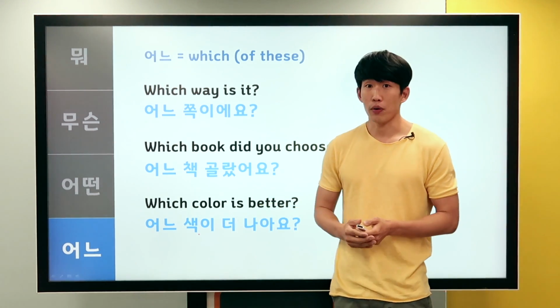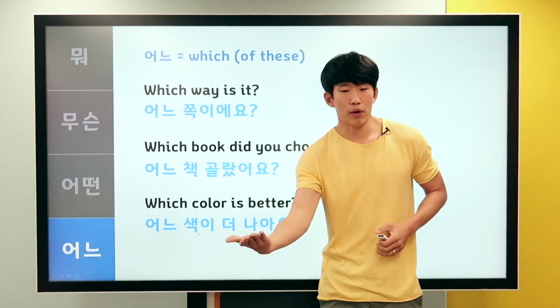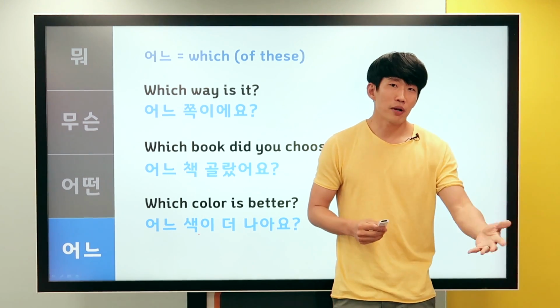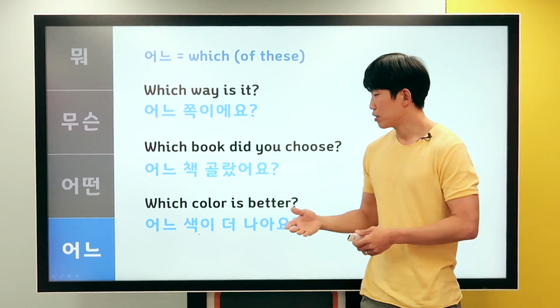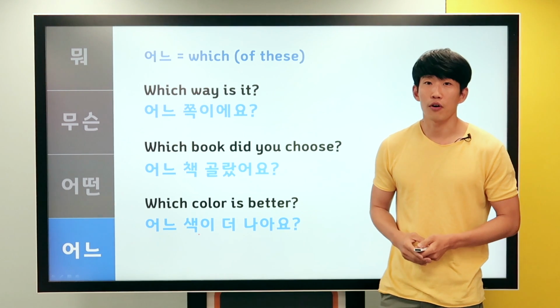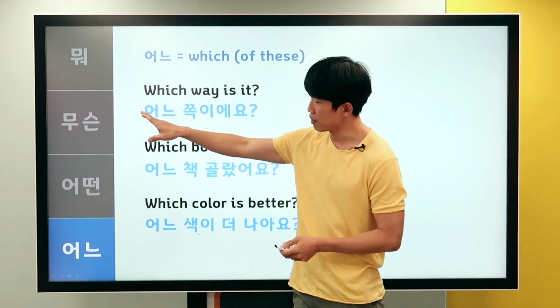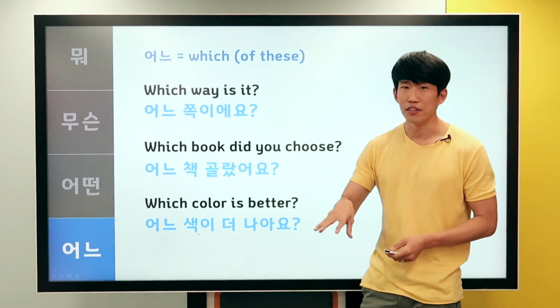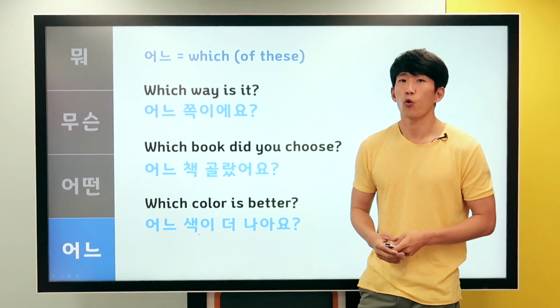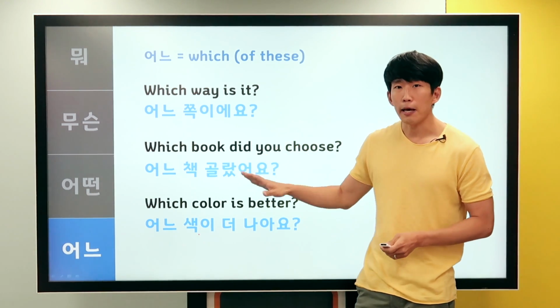And which color is better? This is also very straightforward. There's this red, there's this lighter red, or this yellow. 어느 색이 더 나아요? Which color is better? You wouldn't use any of, well, you could, but in most cases you would just pick 어느 to specifically say which. All right? So that's that.